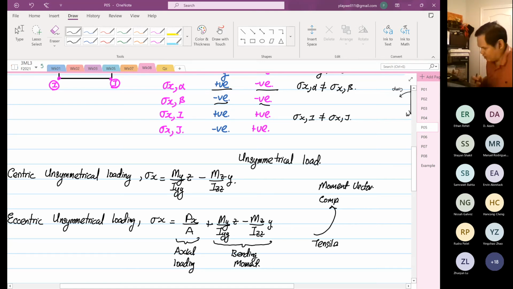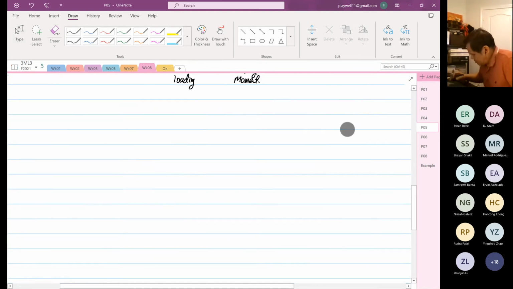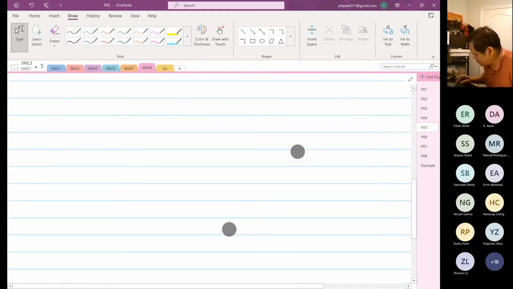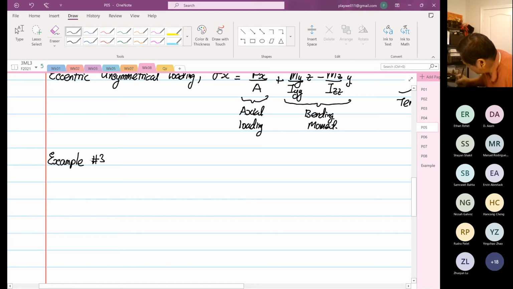Now let's look at one more example. Then I'm going to show you how to derive the position of the neutral axis. Let's look at example number 3. It's not any more difficult. It's just you have another vector to apply. So let's look at a.